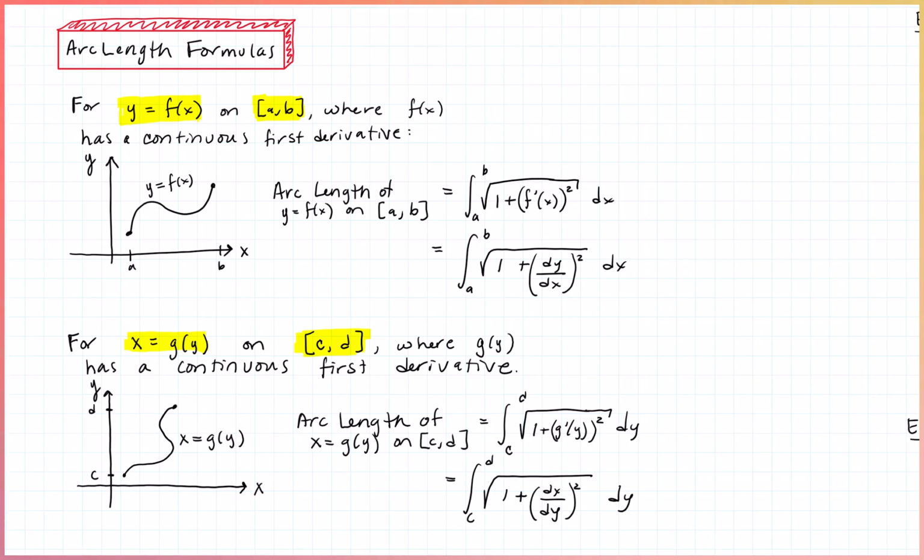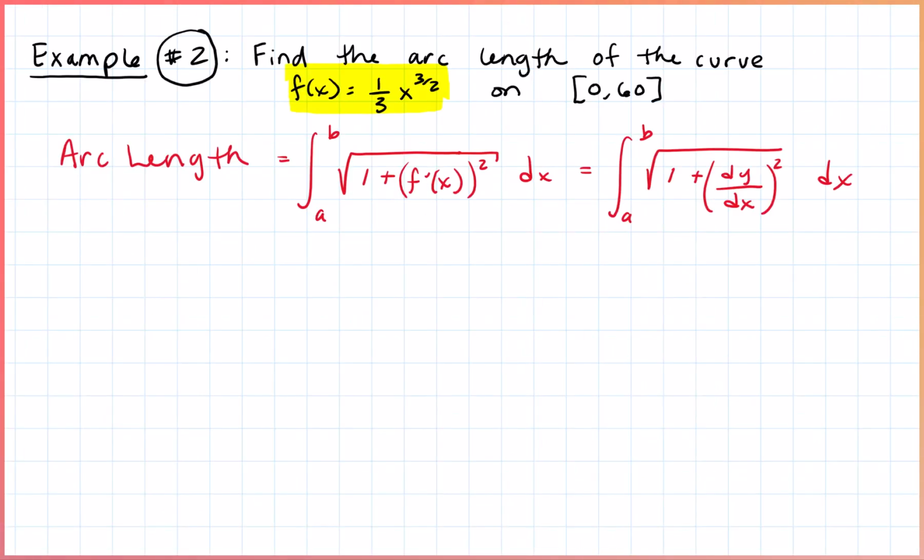Now, of course, if the function were x as a function of y, g of y, we can do the same thing: take the derivative of the function, square it, add 1, take the square root, and integrate across the bounds from c to d. So if you haven't written these formulas down, make sure you write them down because we do need to utilize these. But now let's take a look at an example.